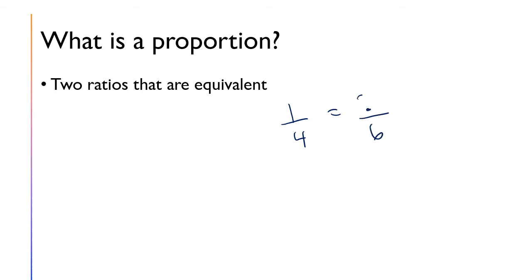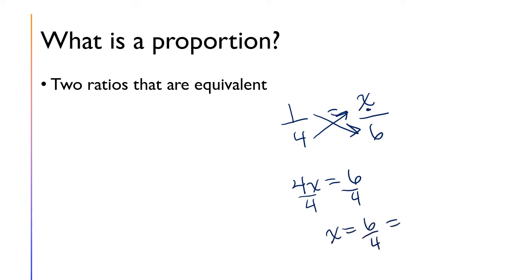The way you would solve for a missing piece of a proportion is you would cross multiply. So I would get 4 times x equals 6. I would divide both sides by 4, and I would get x equals 6/4. But 6/4, of course, can be simplified to 3/2. So a proportion is two ratios that are equivalent. So 1/2 equals 4/8. That's a proportion.